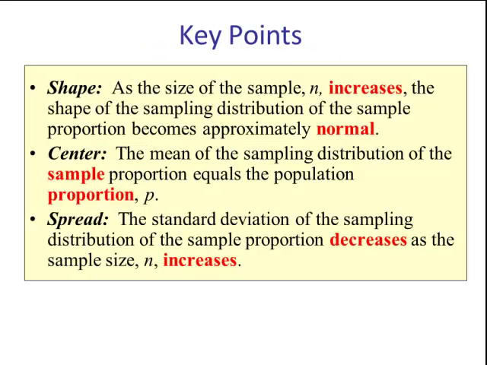So here are some key points about the distribution of the sample proportion. As the sample size n increases, the shape of the sampling distribution of the sample proportion becomes approximately normal. The center, the mean of the sampling distribution of the sample proportion, equals the population proportion, p. And the spread, the standard deviation of the sampling distribution of the sample proportion, decreases as the sample size n increases.